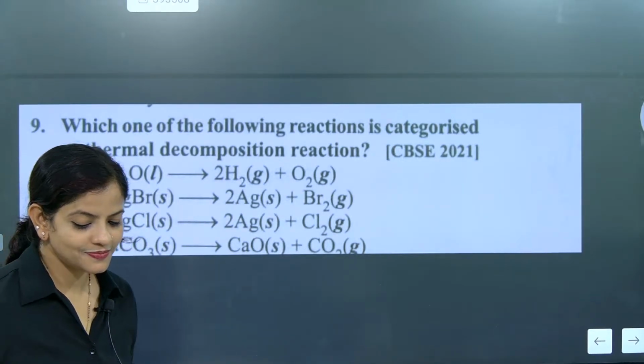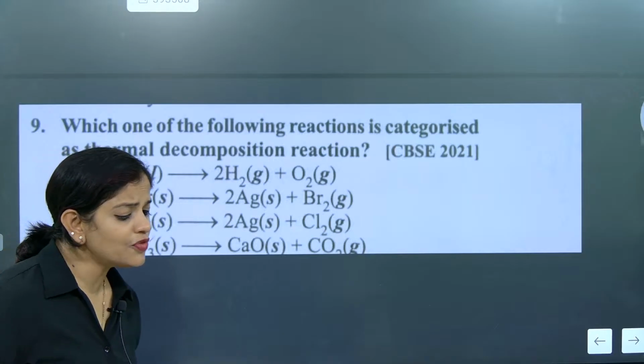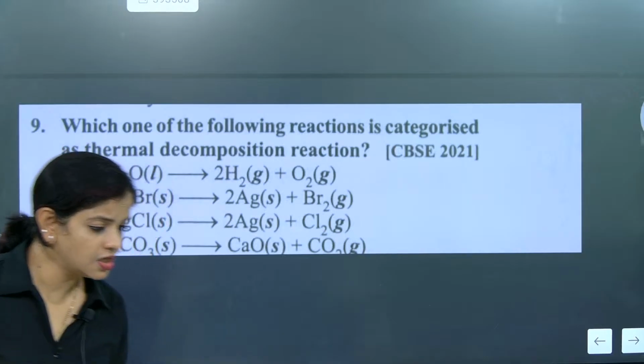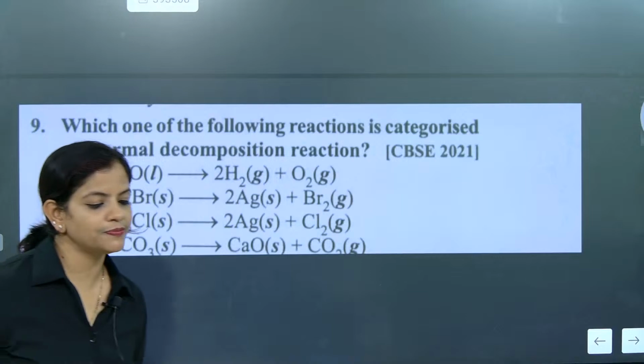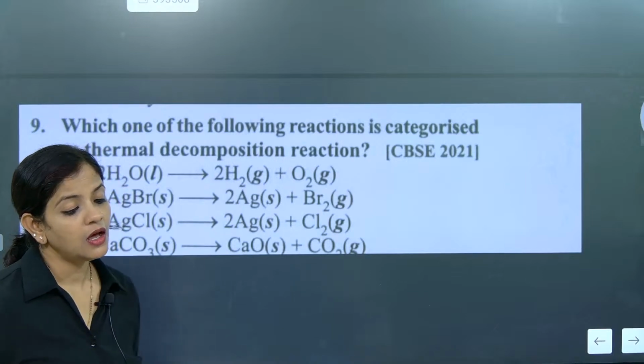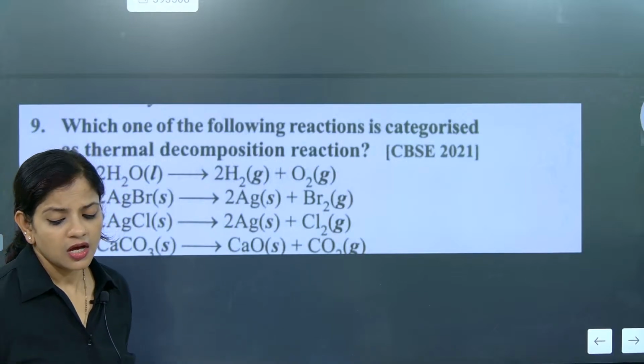The question is: which one of the following reactions is categorized as a thermal decomposition reaction? Let's see. Thermal decomposition reaction.